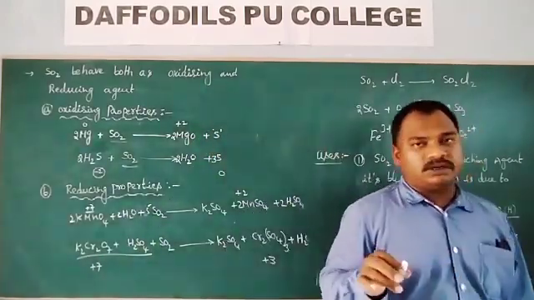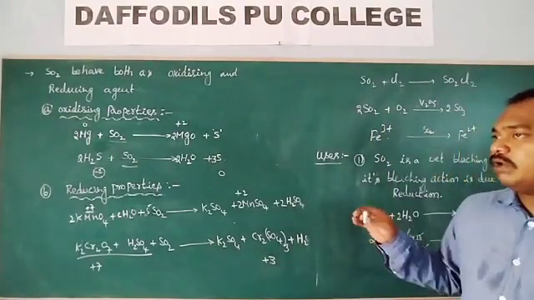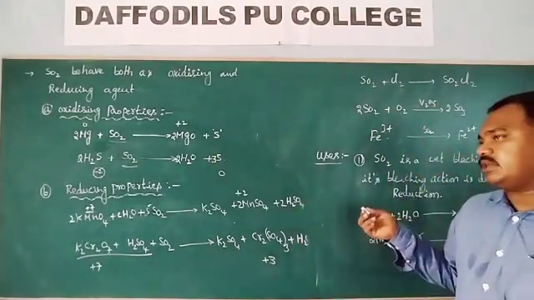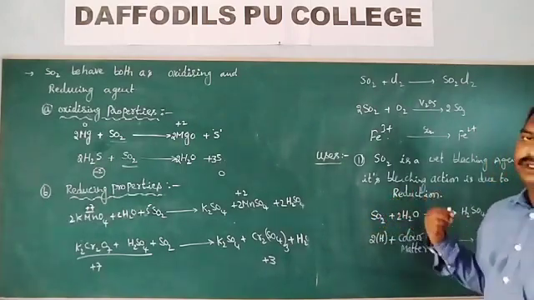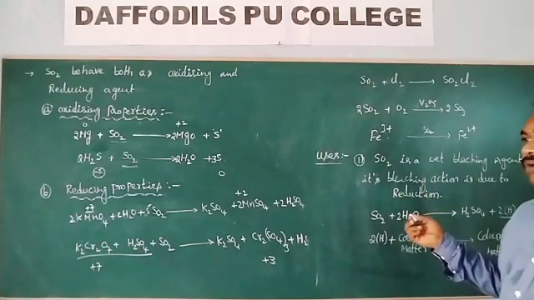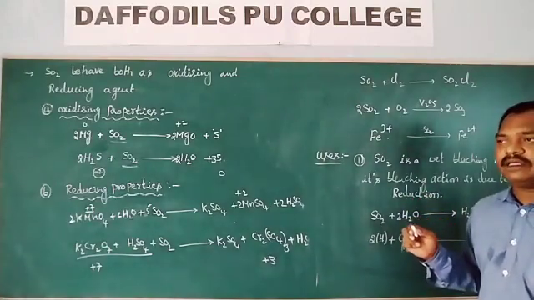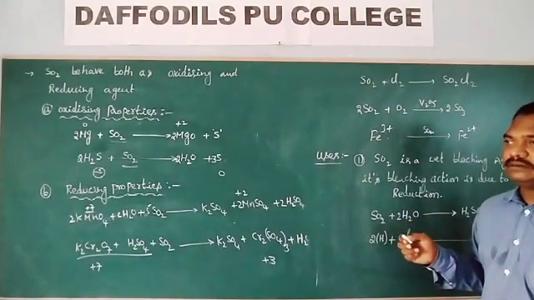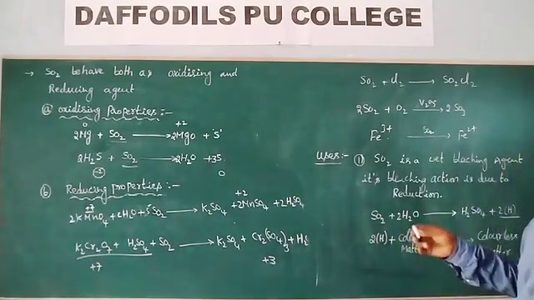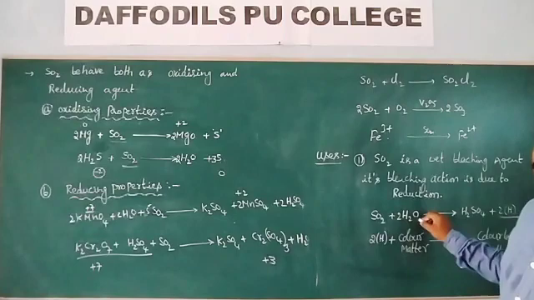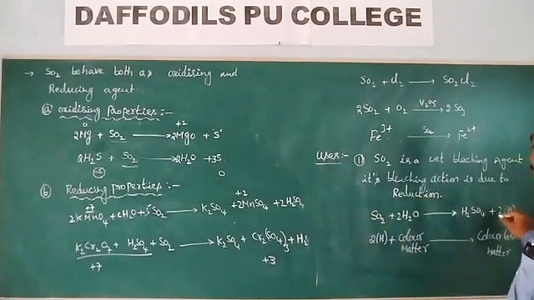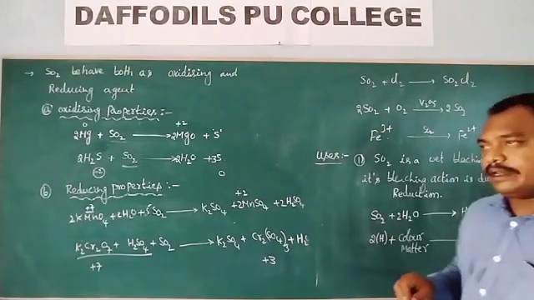Similarly, take chlorine. Chlorine also is a bleaching agent. Its bleaching action is due to oxidation, and it also requires some amount of water for carrying out the bleaching action. So most of the bleaching actions are due to oxidation process, but sulfur dioxide bleaching action is due to reduction process.